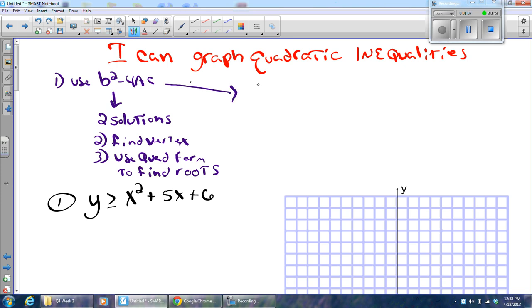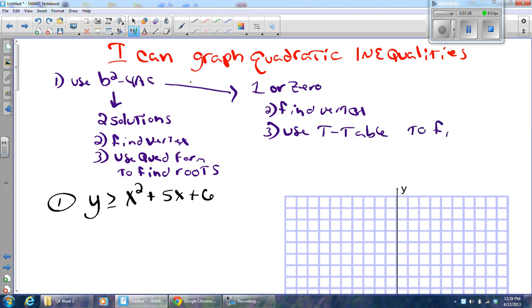But if there was 1 or 0 solutions, we found the vertex, which in the one case is easy. So we still find the vertex. And then we used a t-table to find two more points. And then, of course, the fourth step was to graph it. All right, so we're going to do the same thing, except when we do it on these, we're going to need to have some shading and possibly some broken parabolas. So let's get down to it.